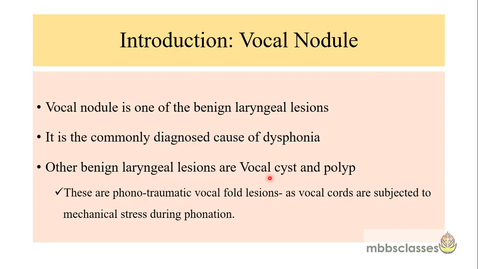Vocal nodule, vocal cyst and vocal polyps are the phono-traumatic lesions of the vocal cord. The reason is the vocal cords are subjected to mechanical stress during phonation. The type of stress is mainly the impact which occurs during the collision of the vibratory surfaces of the vocal cord, and it is seen in people with the habit of vocal overuse, which may be in the form of excessive use of voice, abuse of voice, or misuse of voice.